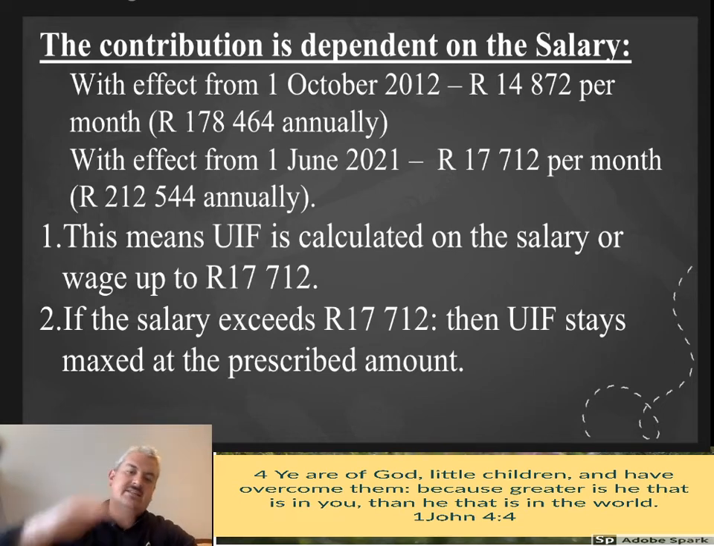Now, in the past, there's a scale, there's a limit, there's a ceiling to UIF. In October 2012, this limit was increased to 14,000. I think it was 12,000 if I remember, 12,478 rand if you look in your books. In 2012 in South Africa, this was increased to 14,872.